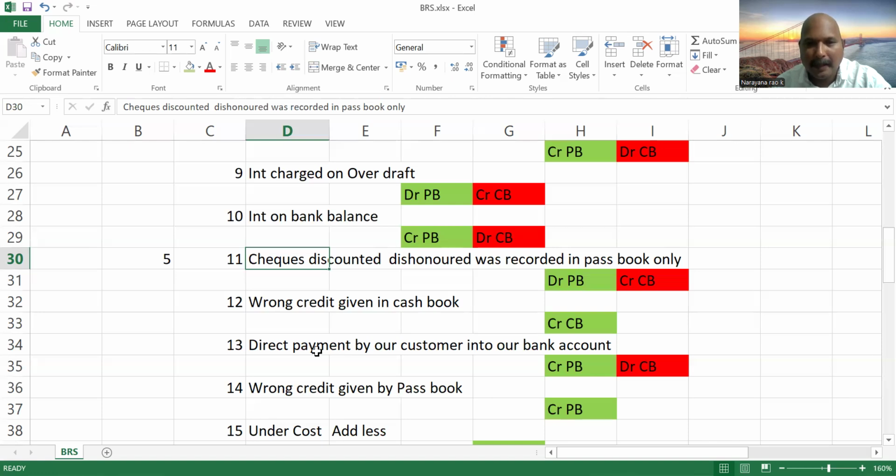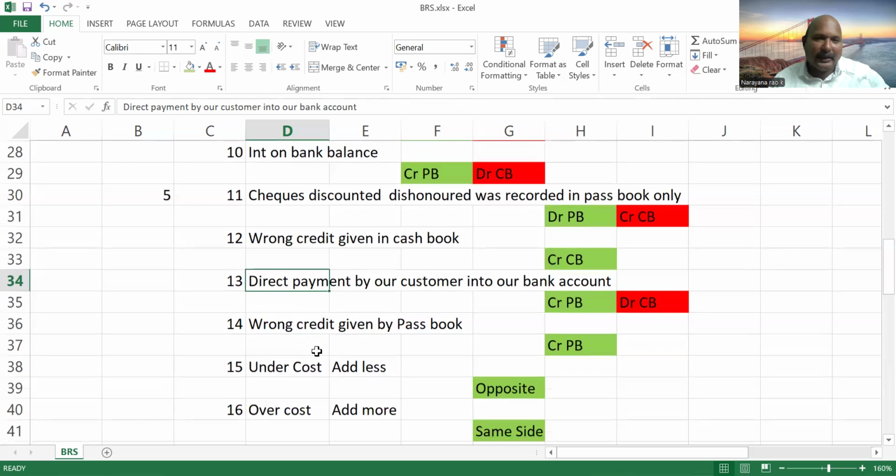Next, another one is there. Some of our customers, whatever amount is due to us, will directly deposit it into our bank account. At present, in ATM machines also, anybody can deposit into anybody's account. Like that, our customer deposited in our bank account. We don't know how much he deposited. If he intimated us, we can record it in the cash book. But our customer didn't intimate it to us. He just deposited in our bank account and didn't inform us. Then it appears only in the passbook. It was not recorded in the cash book.